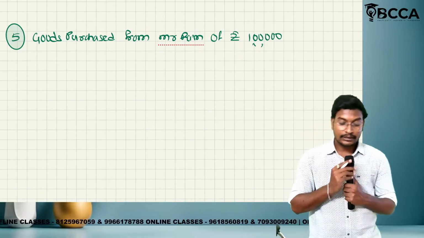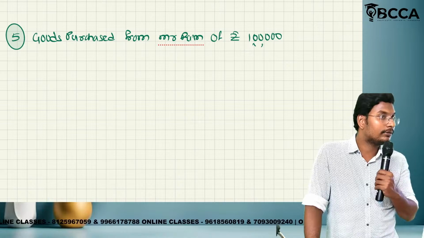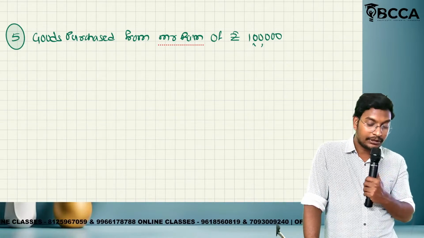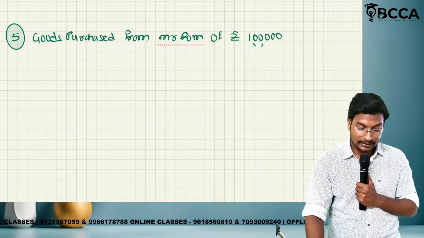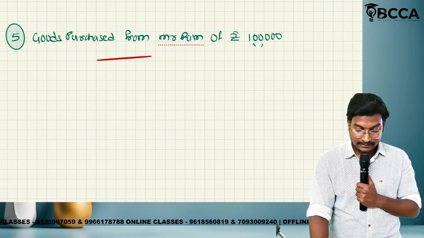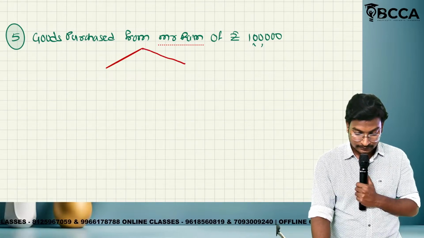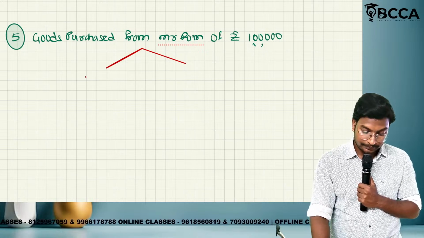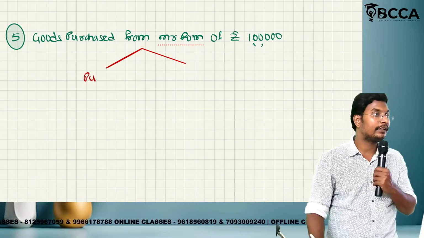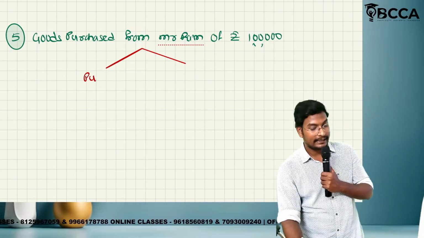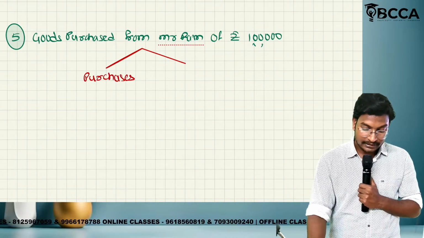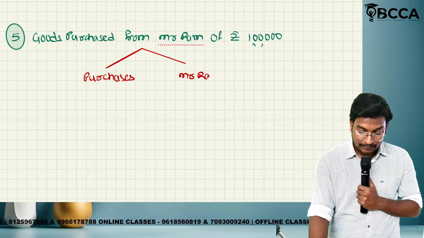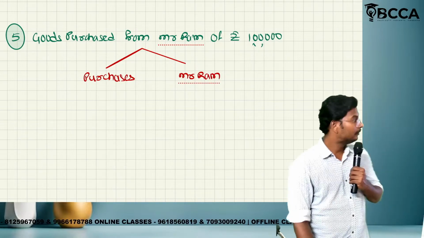What are the two outcomes? We should not use the word goods. We need to use the word purchases. So now the two outcomes are purchases and Mr. Ram. We should not take the cash. Why? Because this is a credit transaction. So purchases and Mr. Ram. Okay?